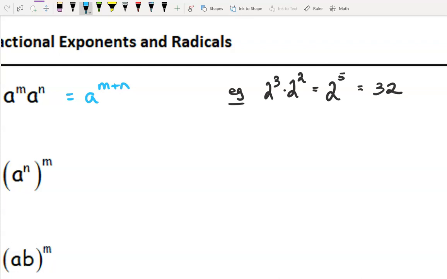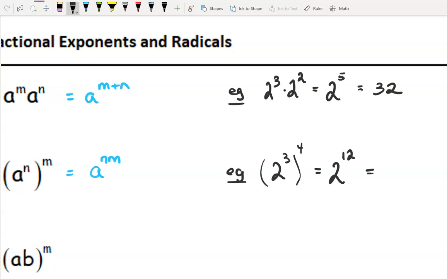All right, our next rule, if you have a power to a power, you multiply the exponents, so you would have a to the nm. As an example, let's say we have 2 cubed all to the power 4. What do we do with the powers here? When we have a power to a power, we multiply them. So you're going to have 2 to the power 12, which is a big number. I won't expect you to do that without a calculator.